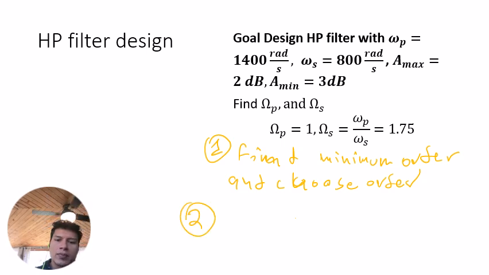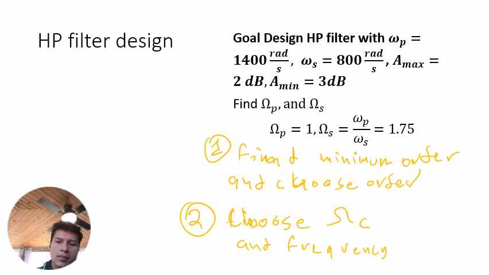Then two, choose an omega C and frequency scale. So let's do that. Okay, so we have this. Note that this is actually 7 over 4. That's what that is, 1.75.